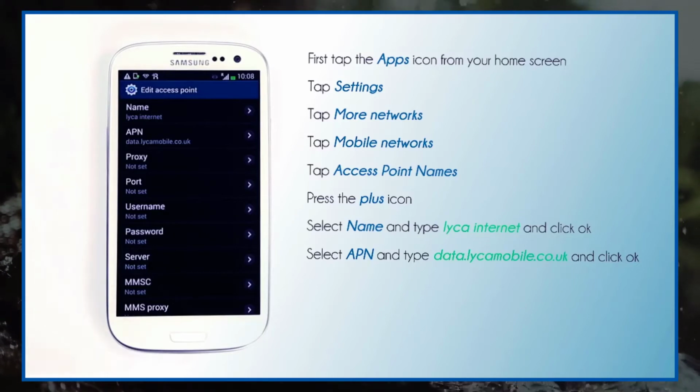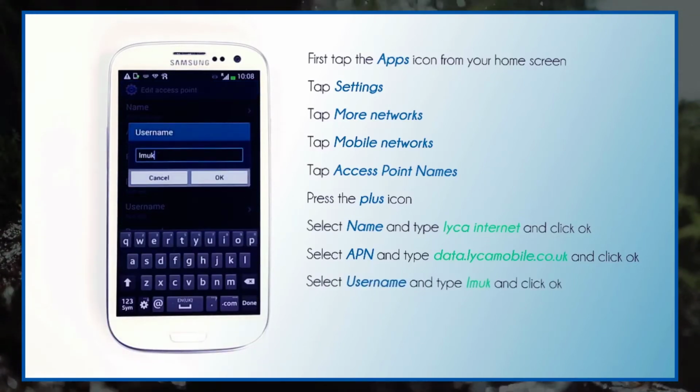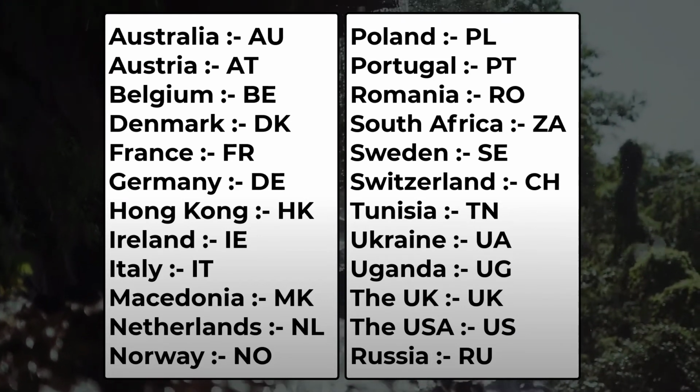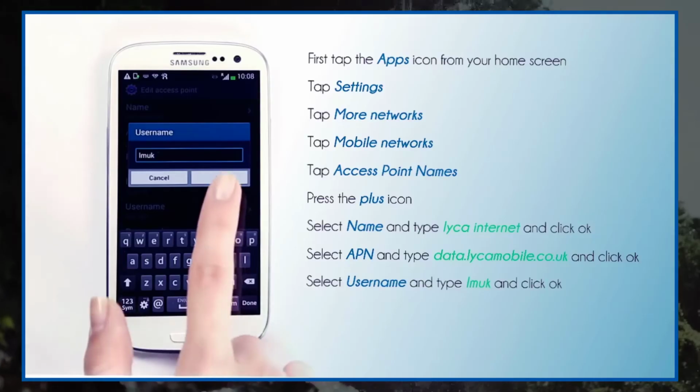Then click OK and then select the username and type LMUK. Now here again, instead of UK, you need to type your own country code. You can see the list on the screen and then click OK.